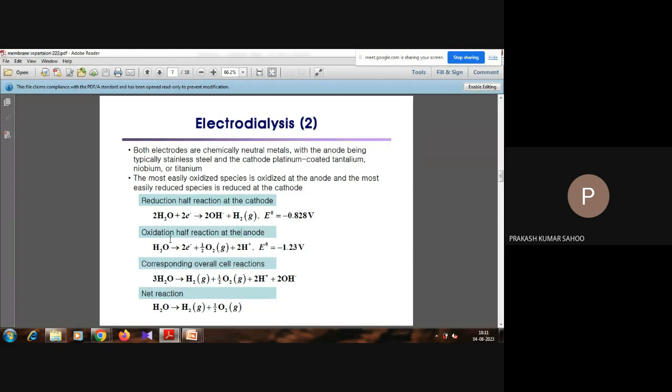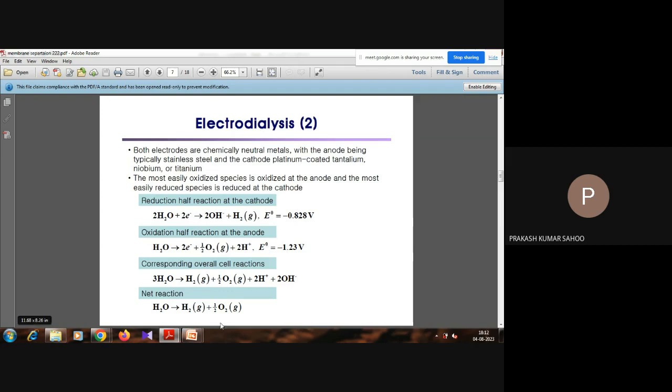Similarly, at the anode, what happens? Oxidation will happen. Oxidation is release of electron or loss of electron. So water loses two electrons to produce oxygen gas with liberation of 2H plus. So here what happens? In the medium, both OH minus and H plus are there. So again, the water molecule is regenerated, and here the standard reduction potential is minus 1.23 volt.